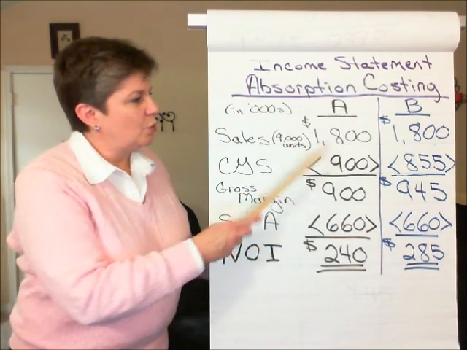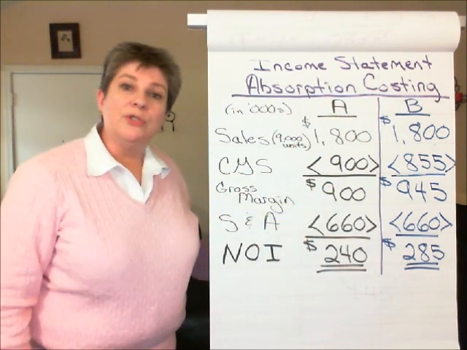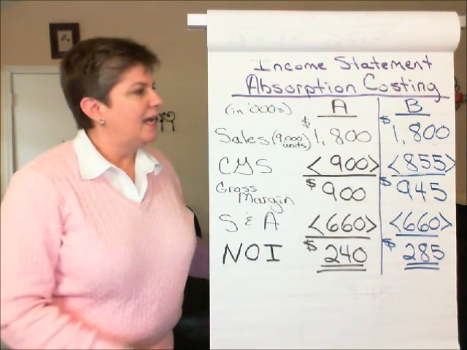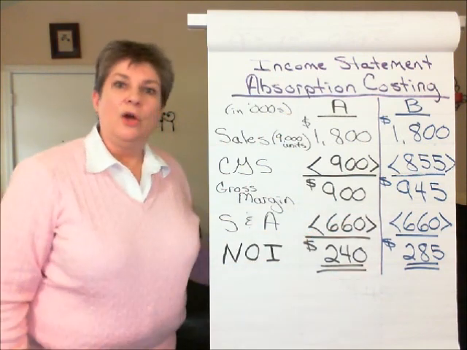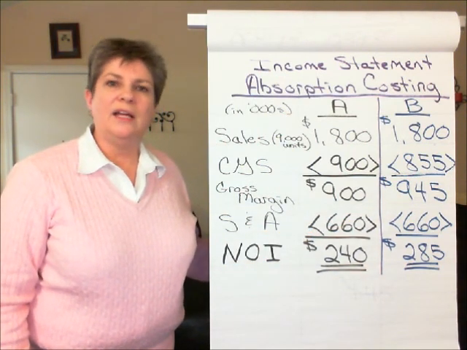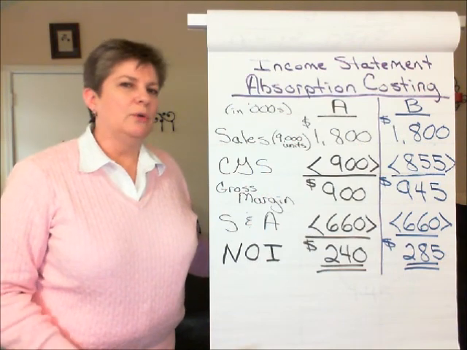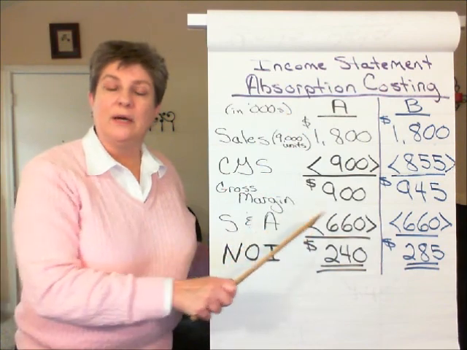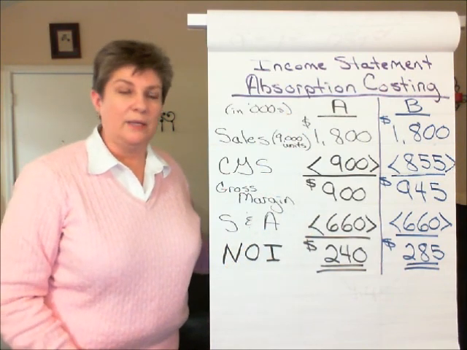In terms of units, in situation A, we produced 9,000 units and sold 9,000 units. And in situation B, we produced 10,000 units but sold only 9,000 units. So let's notice a couple of things about this comparative income statement for scenarios A and B.